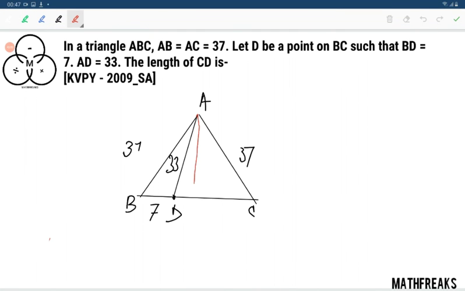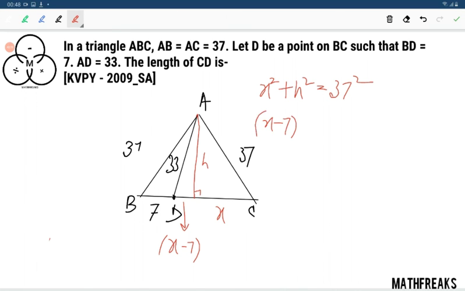Let us drop a perpendicular. This will also be the bisector. Let this be x, then this part will be x minus 7. Simply apply the Pythagoras theorem. Let this height be h. x square plus h square equals 37 square. (x minus 7) square plus h square equals 33 square. Eliminate h from both the equations.